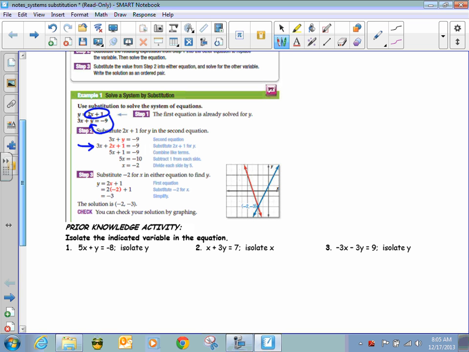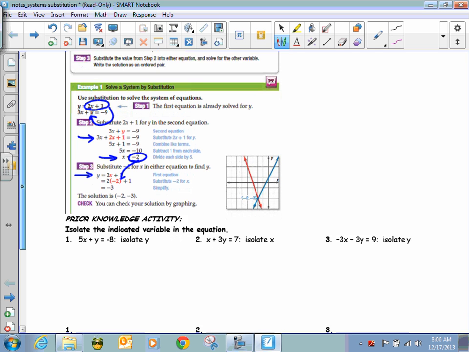Now all you have to do is solve for x. Once you do that and you find out that x equals -2, just plain and simply doing the math, then you can go ahead and substitute that x into either equation. It just so happens that this example chose the first equation, and so it substituted that -2 in for x. So 2 times -2 plus 1, and you get -3. So your solution is -2, -3. And then you can graph it and check it and make sure it's okay.